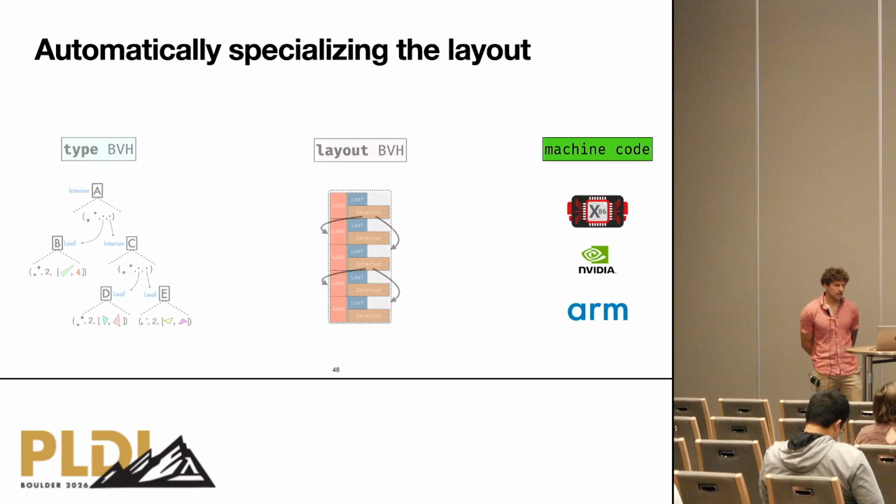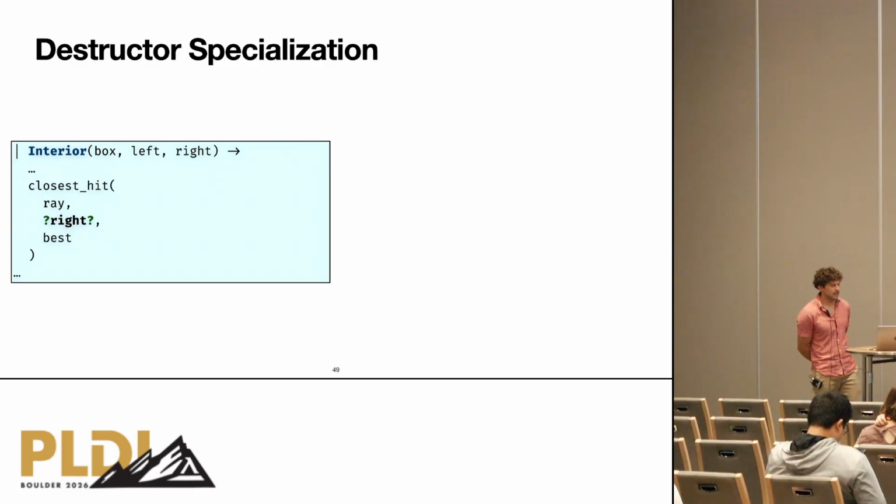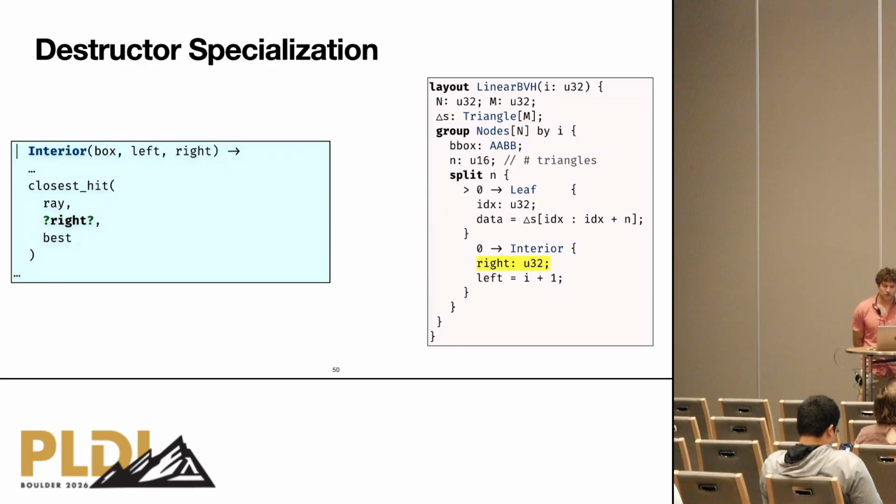Okay. The final component that we're going to talk about today is how do we automatically specialize the layout for the given traversal algorithm? We do this through a process that we denote as destructor specialization. On the left-hand side here, we have a subset of the closest hit ray tracing algorithm. The question is, how do we actually specialize accessing the field called right for the interior node, which represents the right child? And on the right-hand side, we provide the layout.